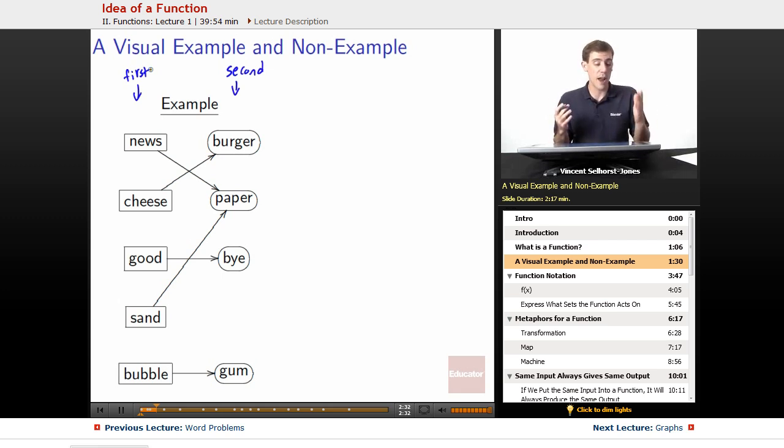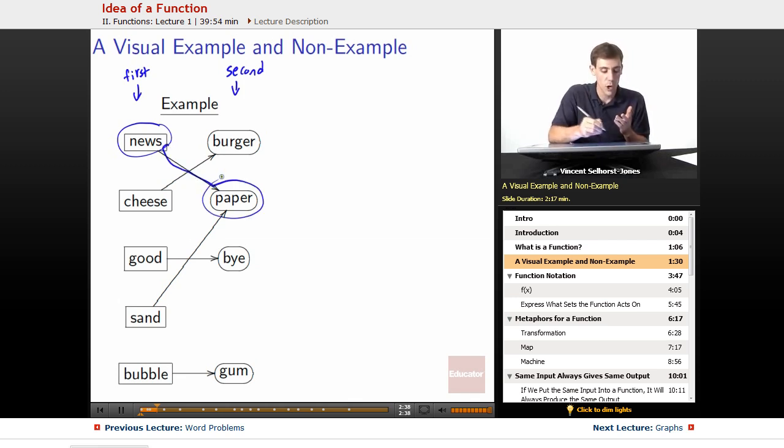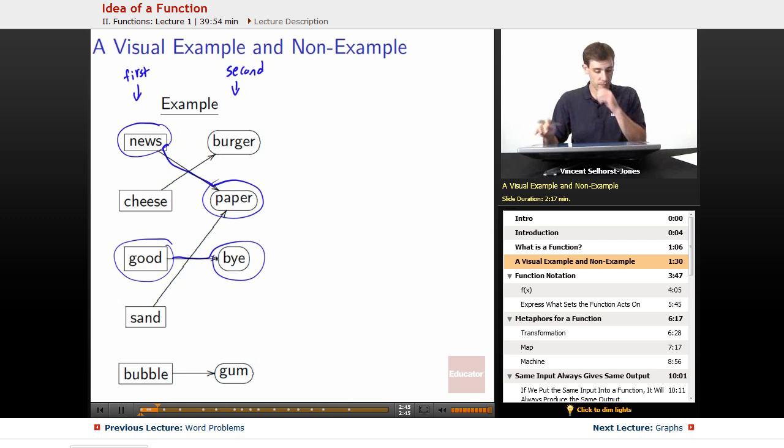So that's what we've got here. Everything that we call out on the first side gets a response. We call out news, and in turn it responds by telling us paper. We call out good, and in return it says buy. That's how it's working here with this function.